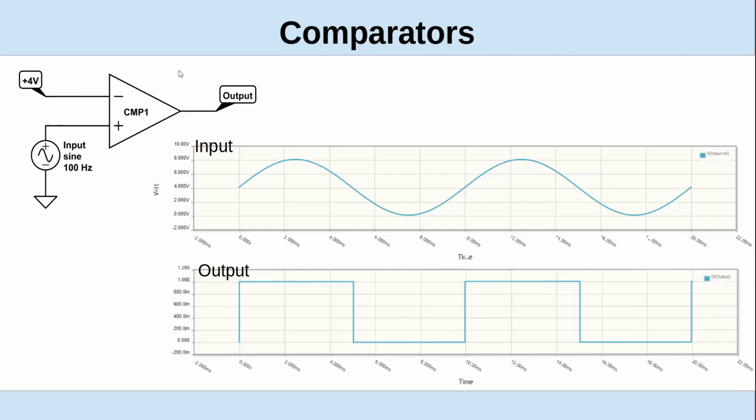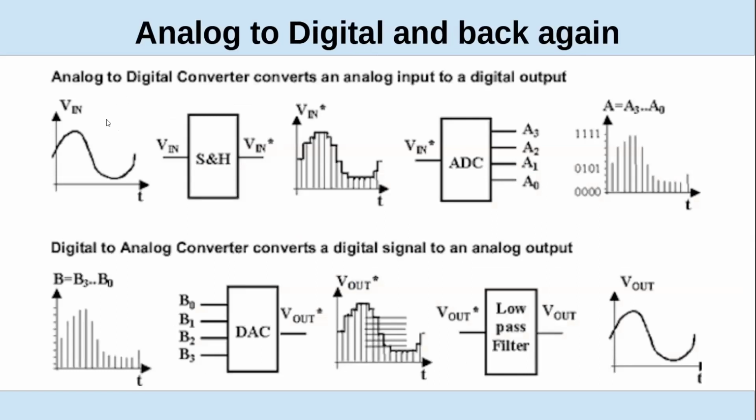That 555 multivibrator that we looked at before has a comparator in it for the trigger. And that's how it determines when the capacitor is charged up to that trigger value. Okay, now we also have analog to digital converters and digital to analog converters, which we saw in the software-defined radio.